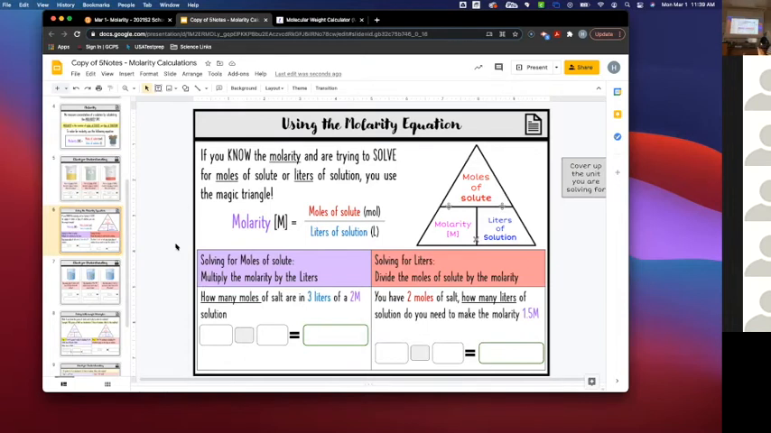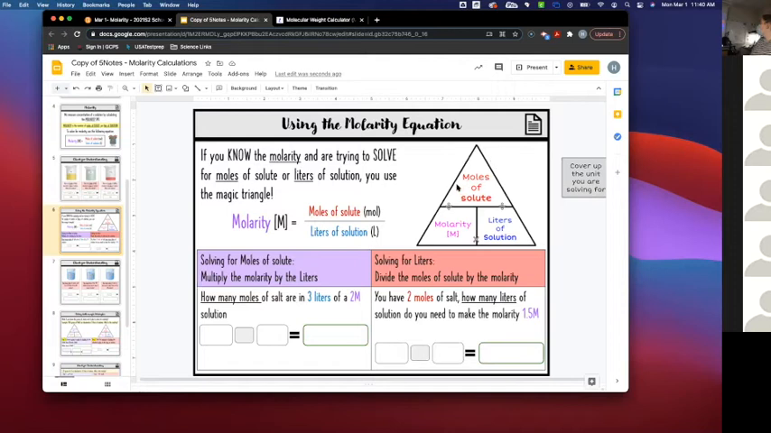So in this problem, they are giving us a different thing. Instead of asking us to find molarity, they're giving us the molarity and asking us to find something else. So for the purple one, it says solving for moles of solute. So if it says how many moles of salt are in 3 liters of a 2 molar solution. So we talked about this triangle guy right here when we talked about density during semester 1. So I know it's been a while.